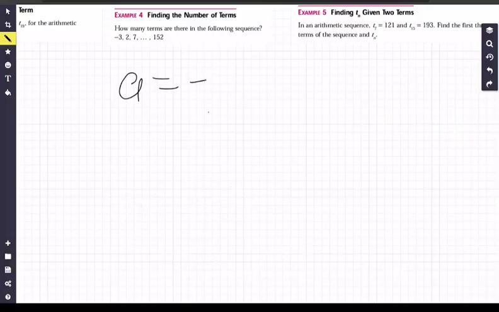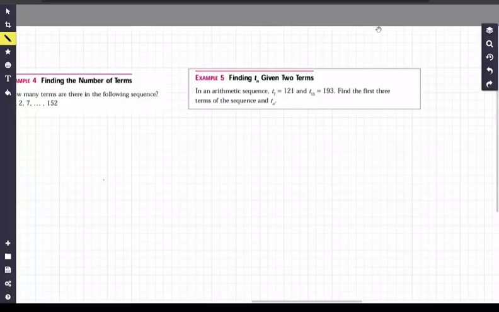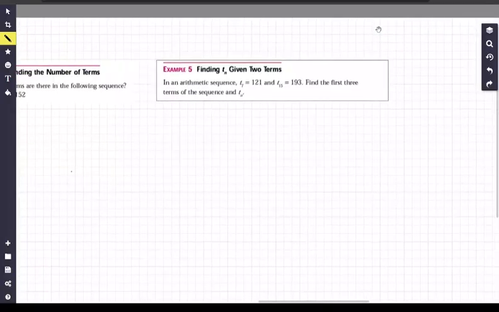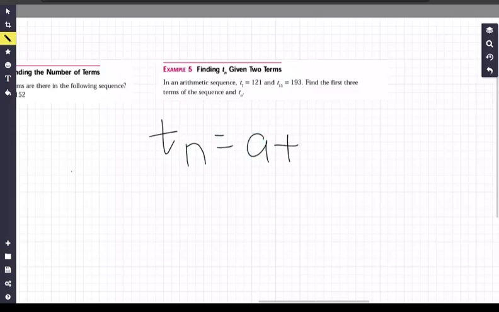And finally, we're going to do some algebra with these formulas. The 7th term of a sequence is 121 and the 15th term of a sequence is 193. We're going to have to find the first 3 terms of the sequence, and we have to find the formula to find every single term. So let's go ahead and do that. Tn is equal to a plus (n minus 1)d.